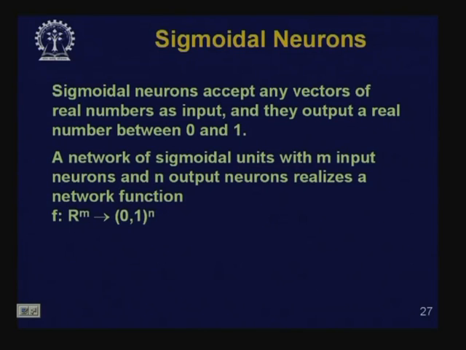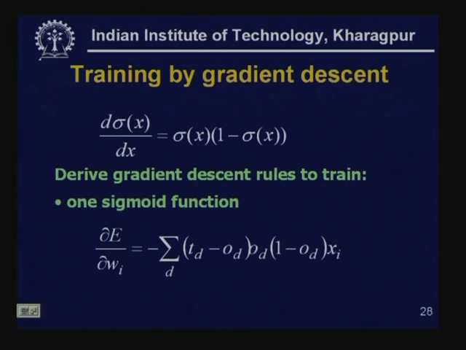Sigmoidal neurons can accept any vector of real numbers as inputs and output a real number between 0 and 1. A network of sigmoidal units with m input neurons and n output neurons realizes a function that maps R to the power m to [0,1] to the power n.